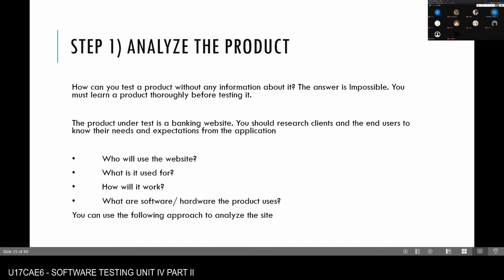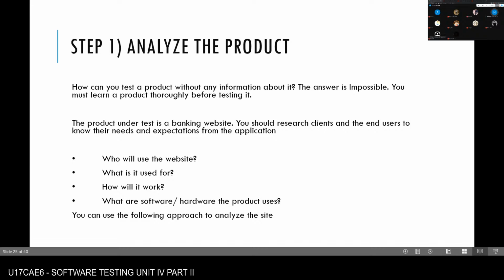Like for example, a bank has several products like loans and so on. Who is going to interface with that? If I am a fresh loan applier, I will be seeking certain information. If I am a loan payer, then I will be seeking some other information. So how will all these work, who are the software and product users? So you can use the list of questions given here for doing your analysis.